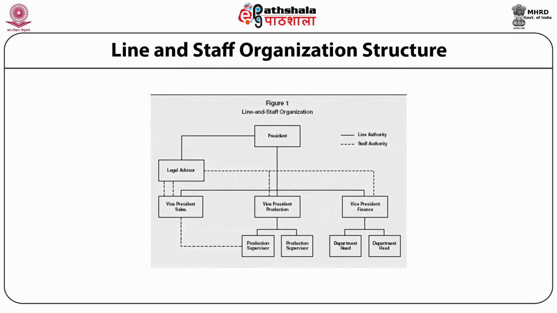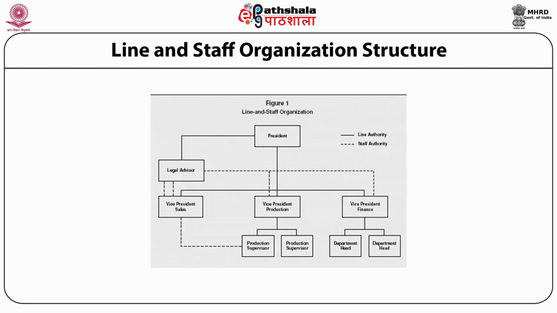Line and staff organization structure. There is a figure to depict the line and staff organization structure. Under the president, you can see there is a legal advisor, which is shown by the bold lines, and there are some shaded lines. The shaded lines show the staff authority, that is the advising position.